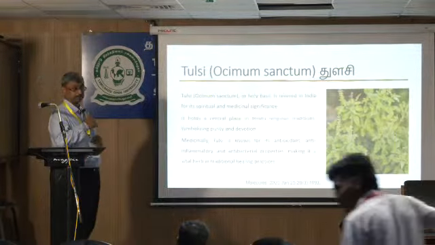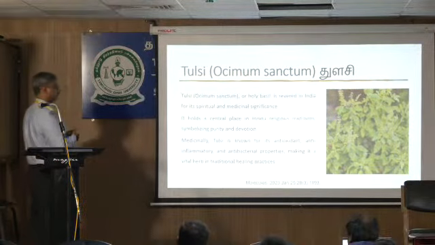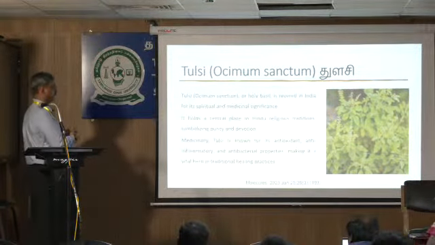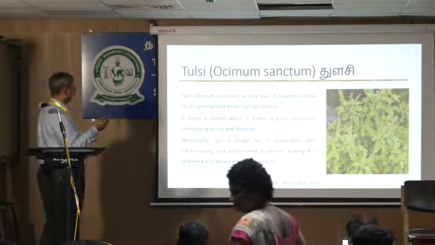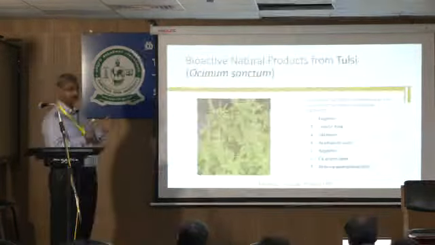The next plant that we are going to talk about is tulsi, which is Ocimum sanctum, the holy basil. And the chemical constituents that we have in this: eugenol, which is an essential oil, oxalic acid, rosmarinic acid, asparagine, and caryophyllene, beta-caryophyllene. All these we have in tulsi.